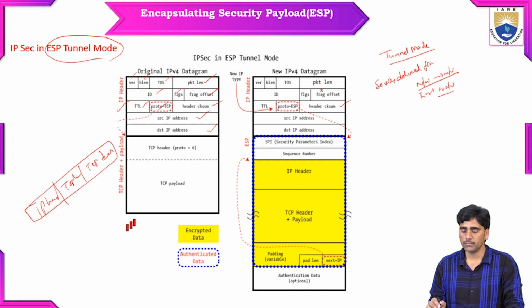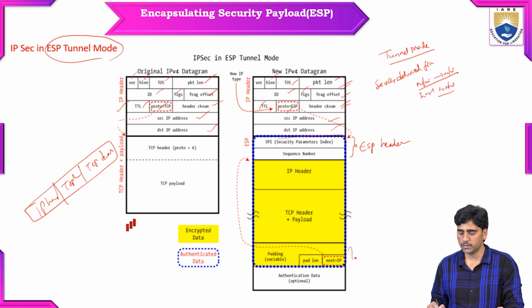Now coming to this figure, this is the IPv4 header, which contains the version of the IP, header length, type of service, packet length, ID, flag offset, time to live, protocol equals ESP, header checksum, source IP address and destination IP address. Now from here the ESP header is added.